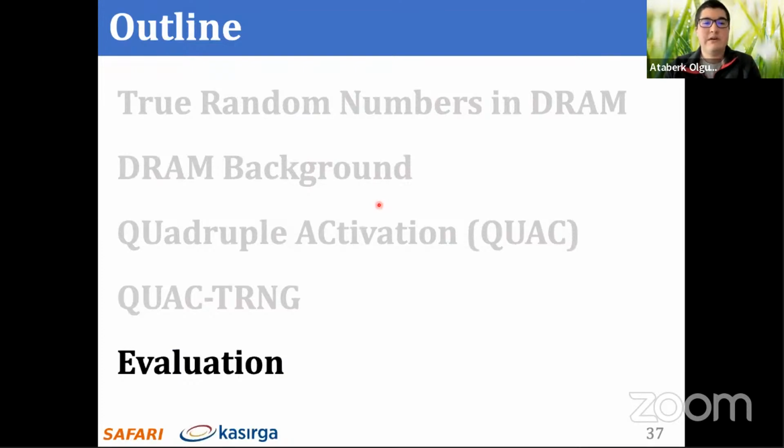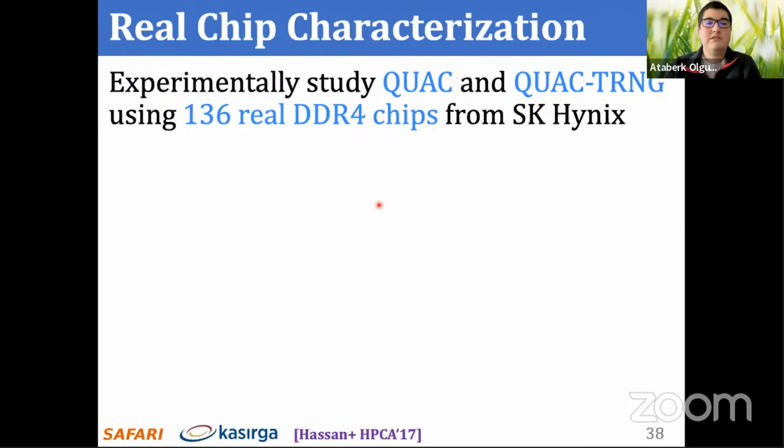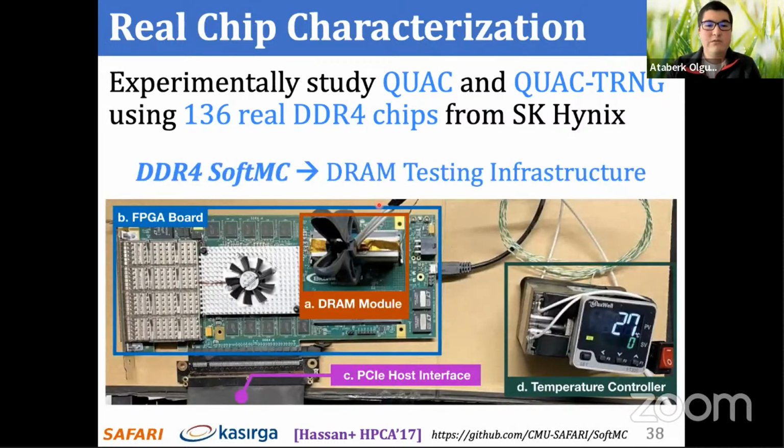Now I will present our evaluation of QUAC-TRNG's randomness characteristics, its quality, and its throughput. We conduct our characterization study on 136 real DDR4 chips from SK Hynix to both understand the randomness characteristics of the results of QUAC operations and to evaluate QUAC-TRNG. We use a modified version of SoftMC, which is a DDR4 memory testing platform that lets us issue arbitrary DDR4 command sequences with any set of timing parameters to DRAM modules. And we use rubber heaters and a temperature controller to maintain the temperature of DRAM chips during our experiments.